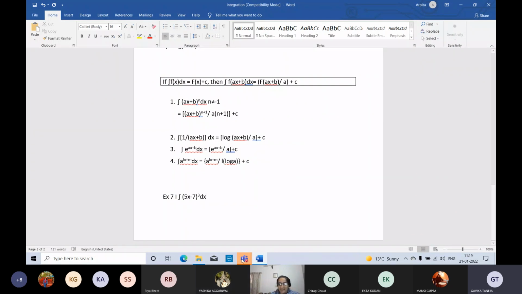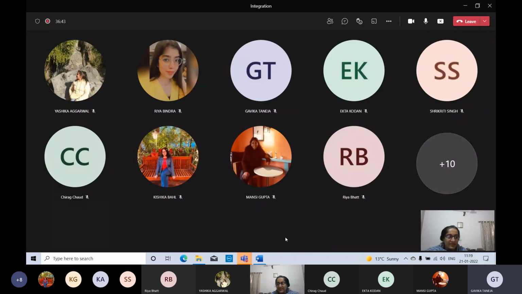Okay. How many of you say yes? Let's discuss it. It's okay. You can say yes, beta. Come on, go on. How many of you say that I can directly do 5x minus 7 raised to the power 4 divided by 4? Can I do that? Just say yes or no, beta. Then only I'll be able to explain.